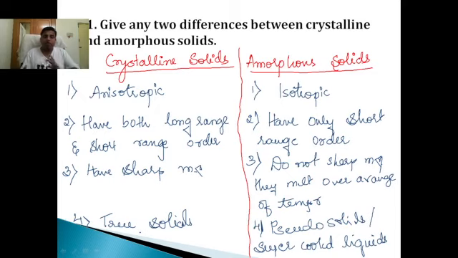You can write any of these 2 differences. Pick the ones which you can memorize easily. Crystalline solids are anisotropic, amorphous solids are isotropic. Crystalline solids have both long range and short range order, amorphous solids have only short range order. Crystalline solids have a sharp melting point, amorphous solids do not have a sharp melting point; they melt over a range of temperature. Crystalline solids are true solids, whereas amorphous solids are pseudo solids, or else they are also called supercooled liquids. Fine? Can we take the next question?